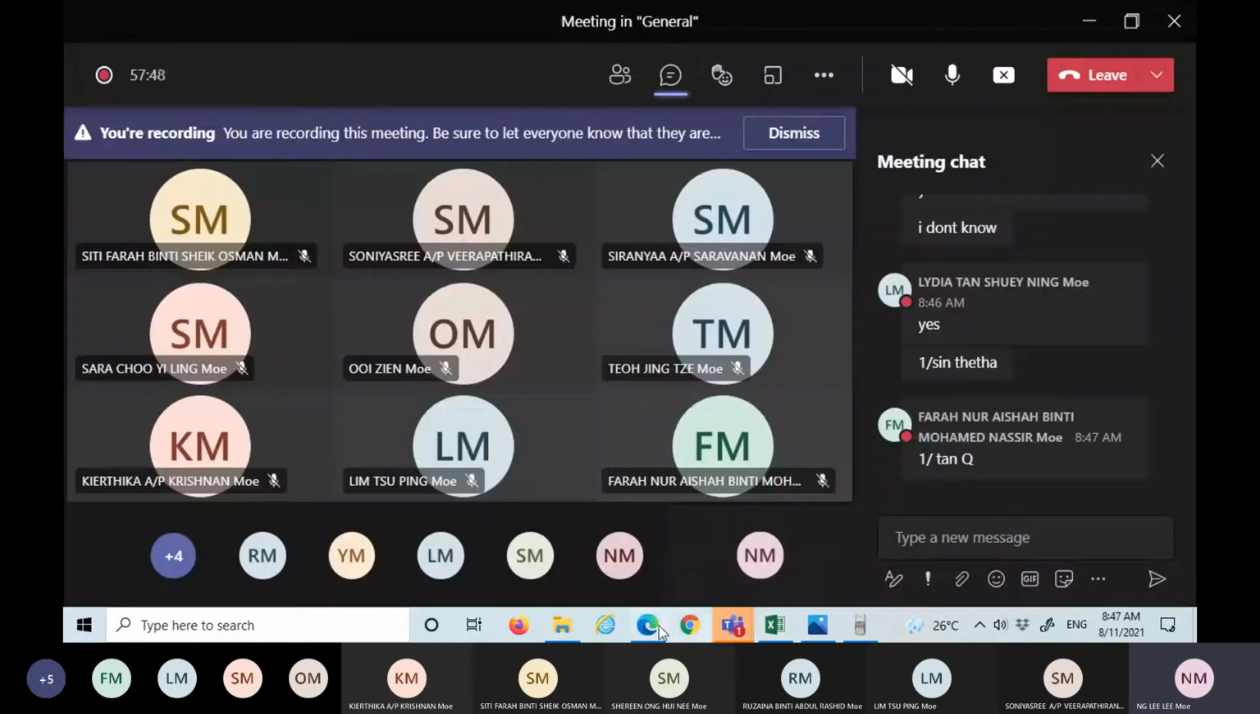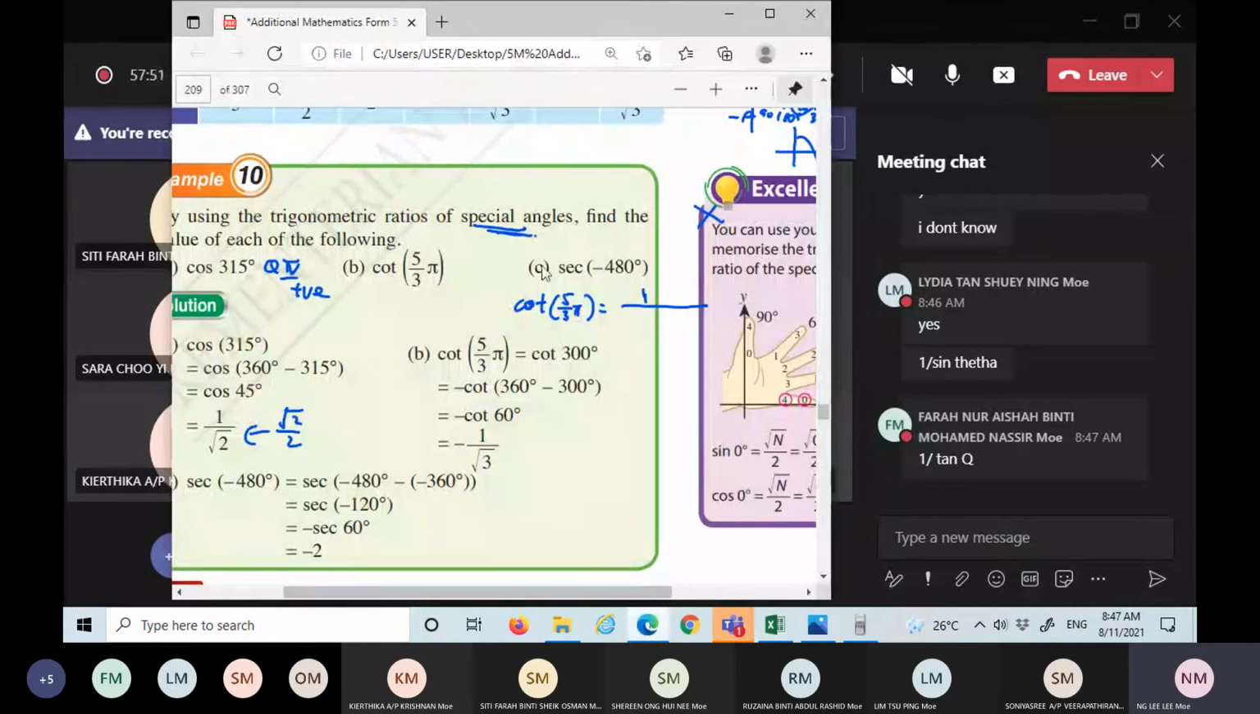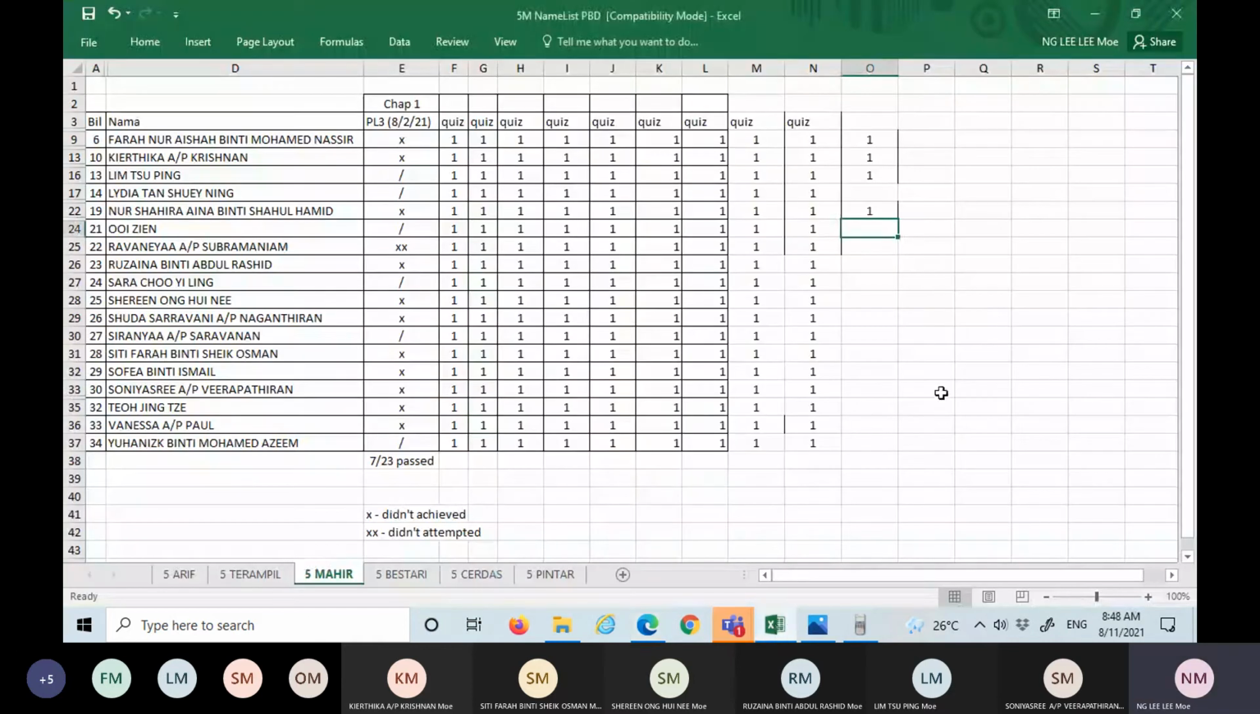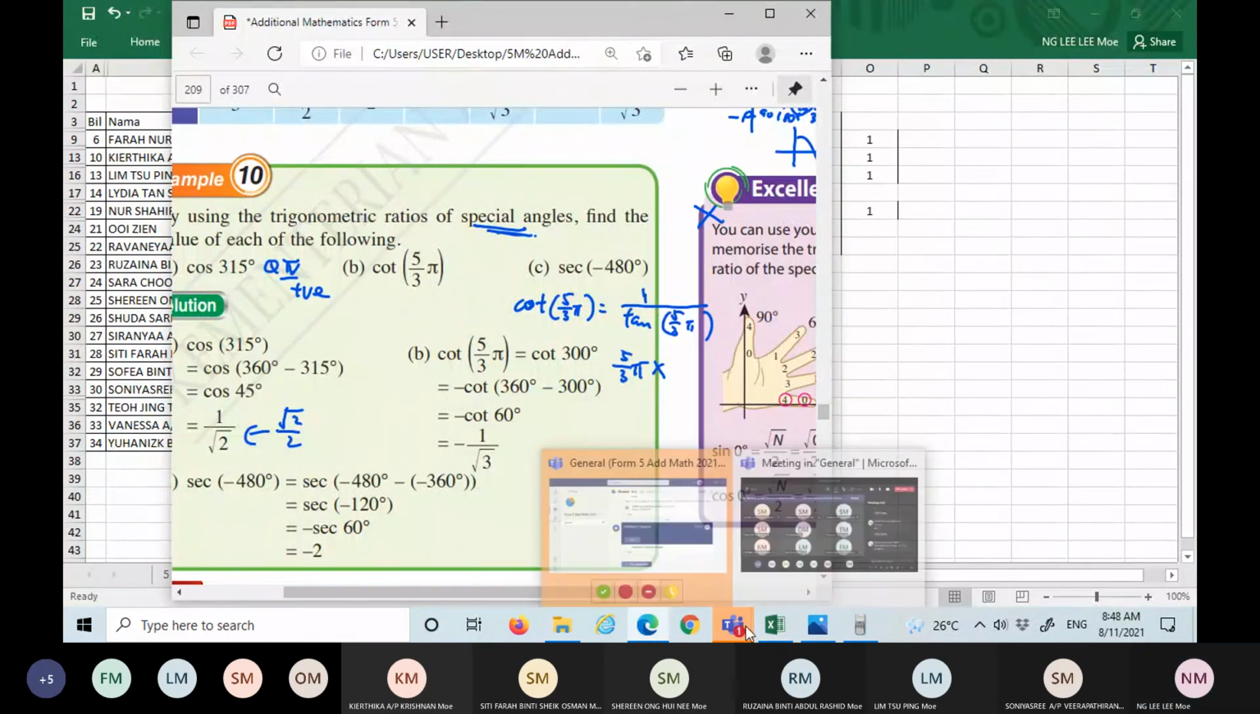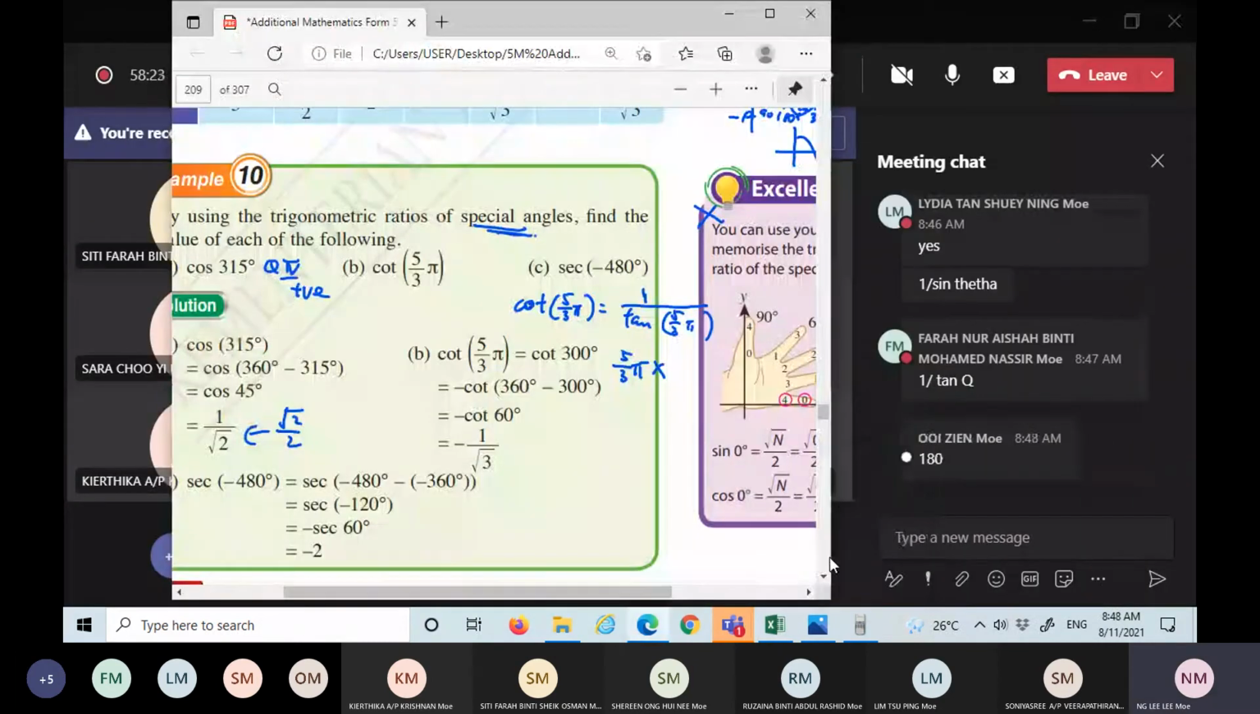Next one, next question to answer. Okay, so thank you, Farah. So this is tangent. Okay, next, I don't want it to be in radian form. I want to change it into degrees. So what do I do? Times what? Times 180 only.